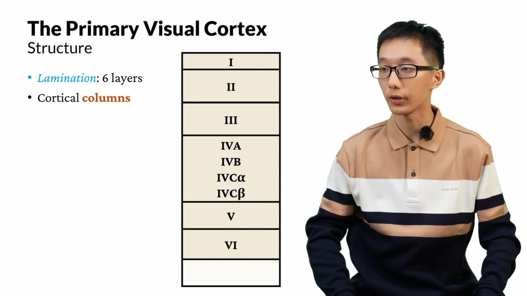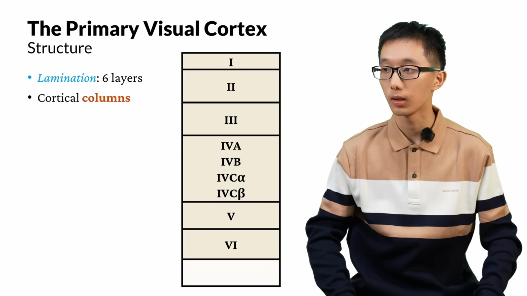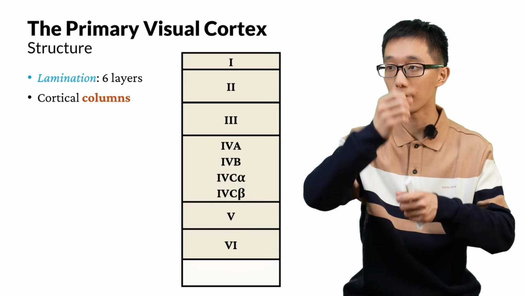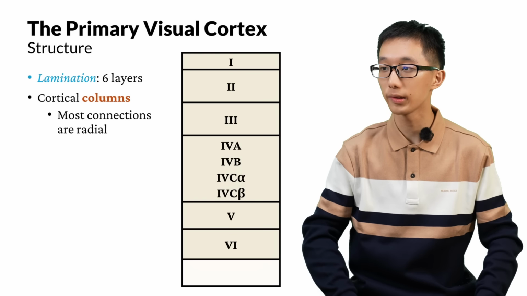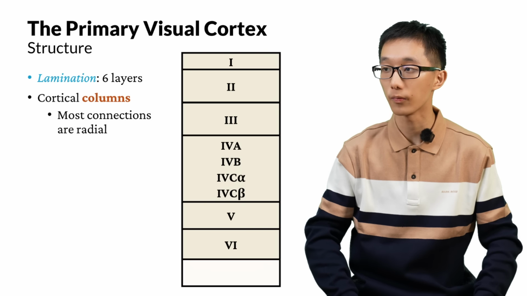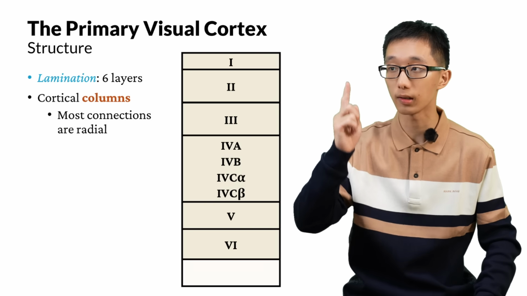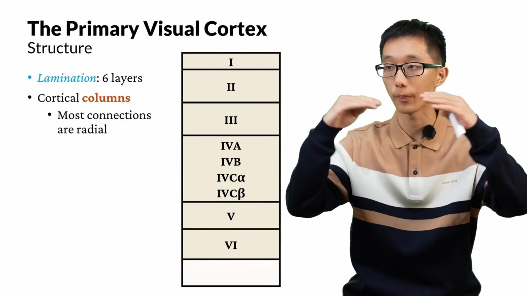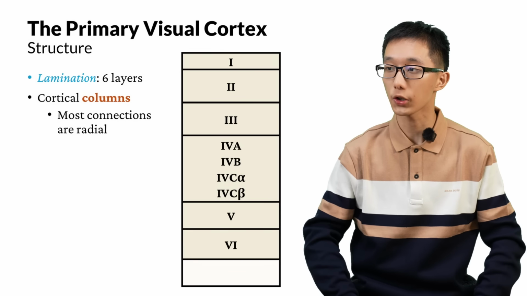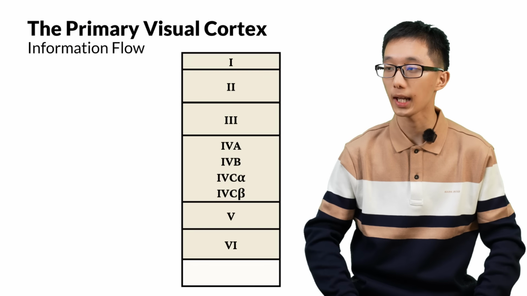These cortexes are usually divided into columns. Obviously, columns are vertical. This is because most connections in the cortex are radial. They are perpendicular to the surface of the cortex, rather than tangential. Let's take a look at the detailed connections between the thalamus and the cortex.